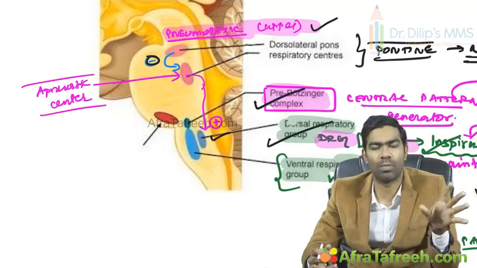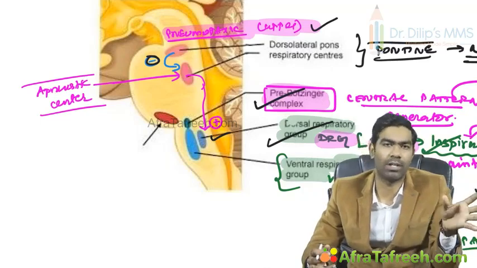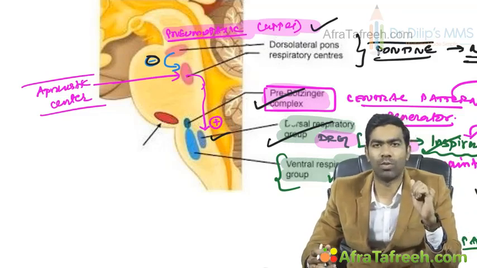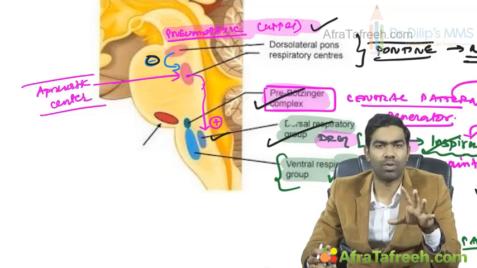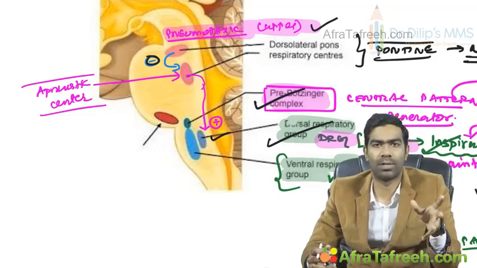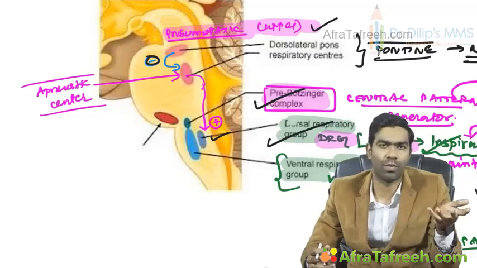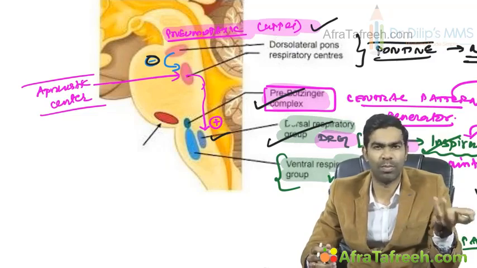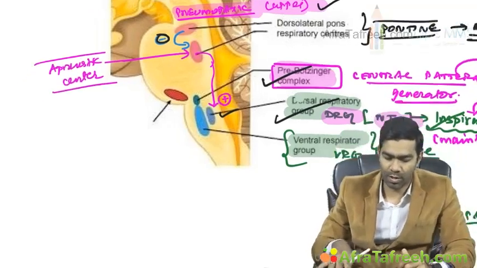Typically, inspiration is initiated by the pre-Bötzinger complex and maintained by the dorsal respiratory group neurons, and ventral respiratory group neurons are important for expiration, not inspiration. So they will be active usually only during the forced expiration process. During normal tidal respiration, your ventral respiratory group will be mostly inactive. We have seen all these things.